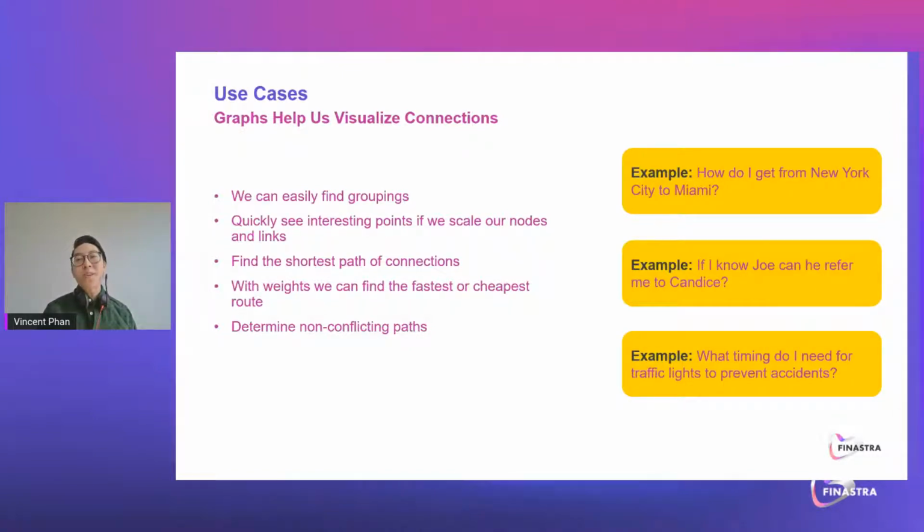If you know Joe, can they refer you to Candace? You can find the connections between those, and it lets you link from one person to another. And you can even use it to solve for specific timings, like using traffic lights. They use graph theory to prevent accidents by making sure red lights and green lights are never conflicting with each other.